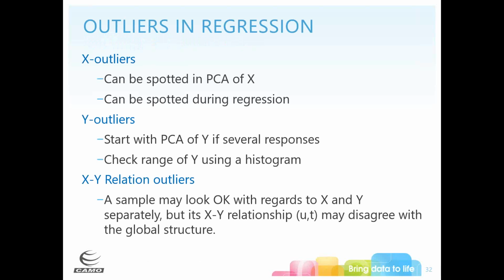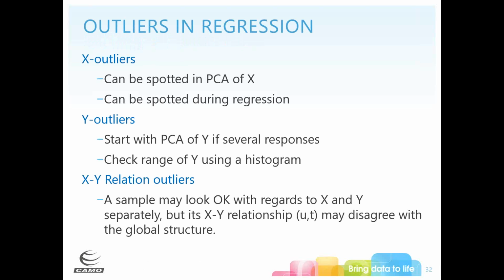We talked briefly about outliers there. You can have different kinds of outliers. They can be in the X data, which these particular ones were, right? So they had some spectral regions that were very different than the rest of them. You could spot those in both PCA if you do that on your data first, or in the regression.